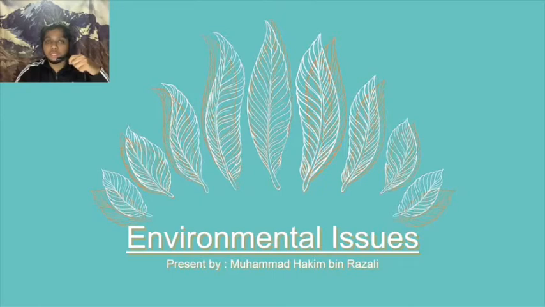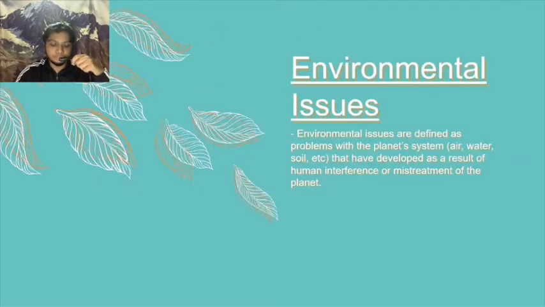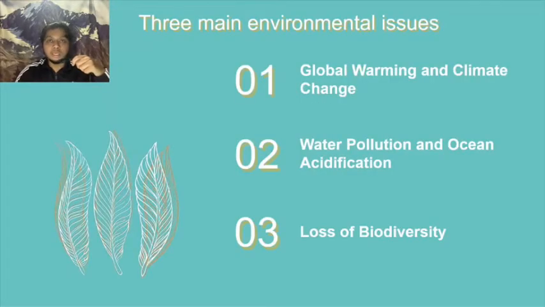Today I'm going to present about environmental issues. Environmental issues are defined as problems with the planet system, which is air, water, soil, and many more, that have developed as a result of human interference or mistreatment of the planet. Basically there are three main environmental issues. The first one is global warming and climate change. The second one is water pollution and ocean acidification, and the last one is loss of biodiversity.